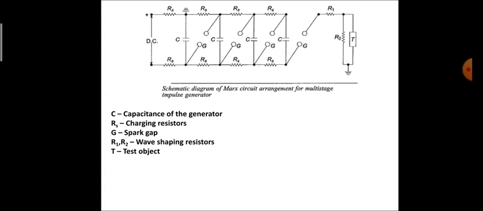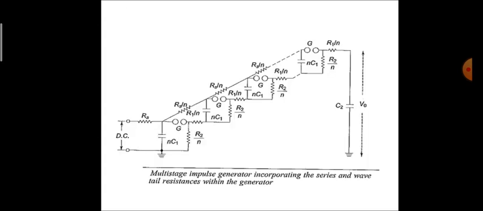This was the original arrangement of a Marx circuit, where we had placed the wave shaping resistors R1 and R2 outside the main capacitor bank. The modified version of the Marx circuit is this, wherein the wave shaping resistors are within the unit itself. This configuration adds the advantage of reduced cost and size of the generator.